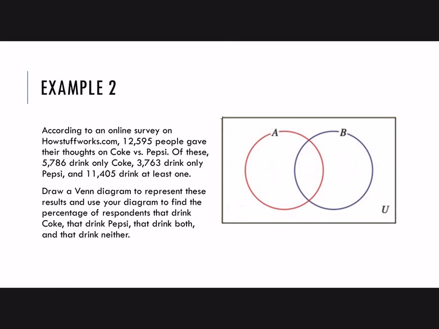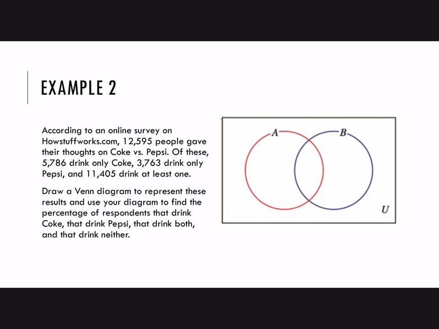Okay, let's look at another example. According to an online survey, we have a large number of people that reported on this survey. This is their thoughts on Coke versus Pepsi. So we have people who only drink Coke, only drink Pepsi, and then a number of people who drink at least one of those two beverages. So you can see that this one's a little bit different.